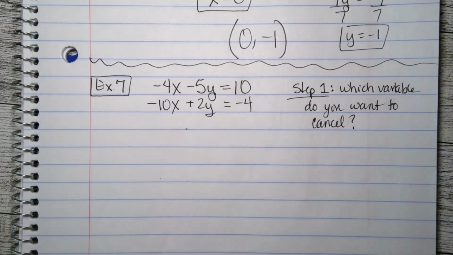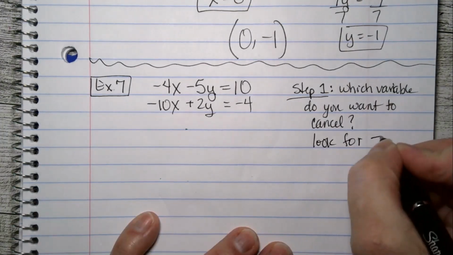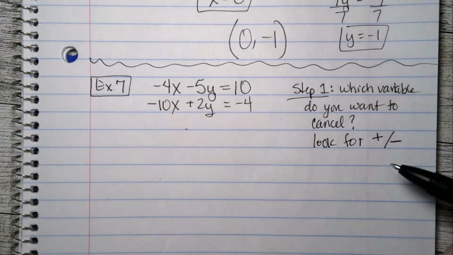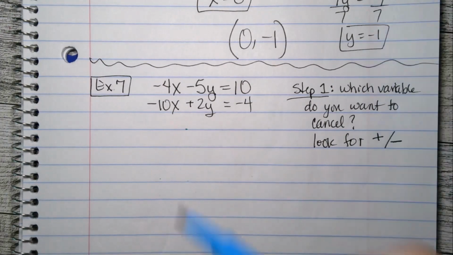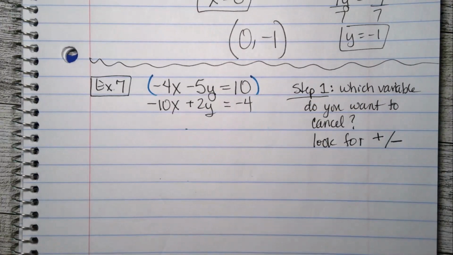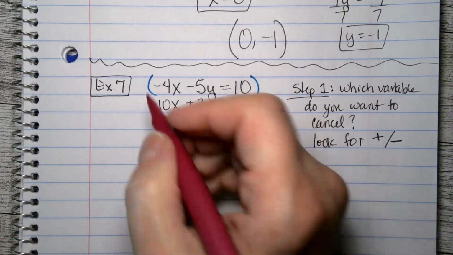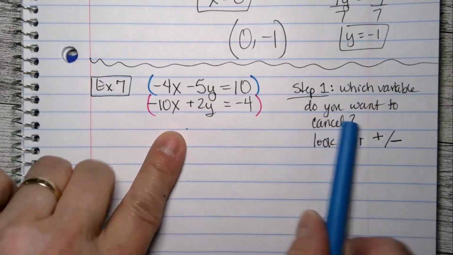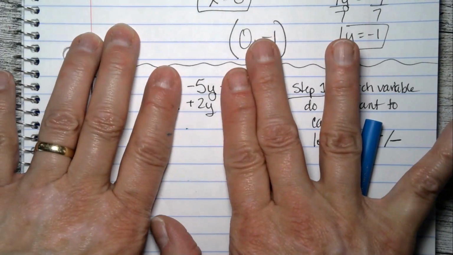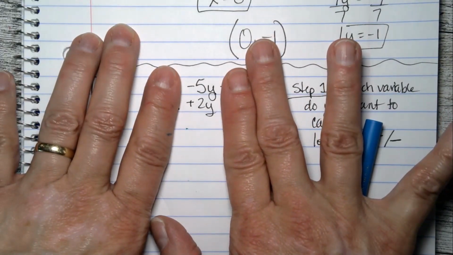I think that way. It doesn't matter how you do it, but that's one of the ways I approach it. I look for pluses and minuses. I look for when the signs don't match. And then I focus in on that. And then from there, I multiply by the other one. So if I'm focusing on the y's, I'm going to multiply the top one times 2 and the bottom one times 5. And I'm getting those numbers from right here.